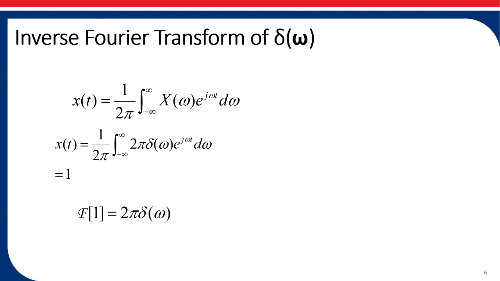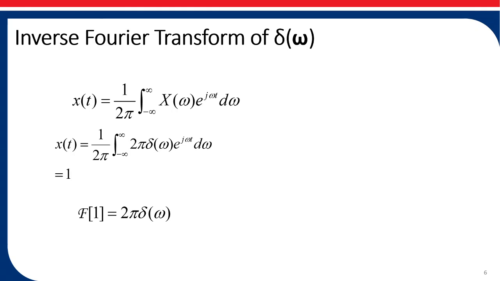So x of t equal to 1 upon 2 pi integration from minus infinity to plus infinity x of omega e raised to j omega t d omega. So we'll substitute x of omega to be 2 pi delta omega. 2 pi will get cancelled, and it will be again integration of delta function. So integration of delta function, as we can view as a scanning function, will come out to be e raised to j omega t at omega equal to 0. So x of t will come out to be 1.